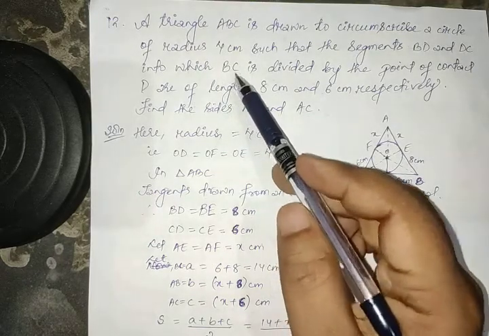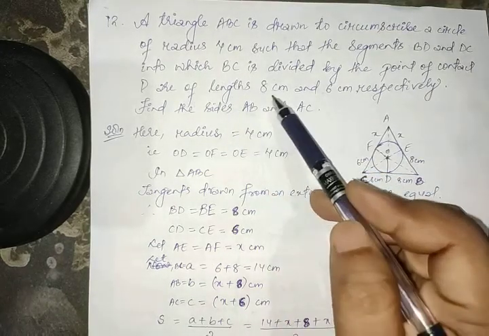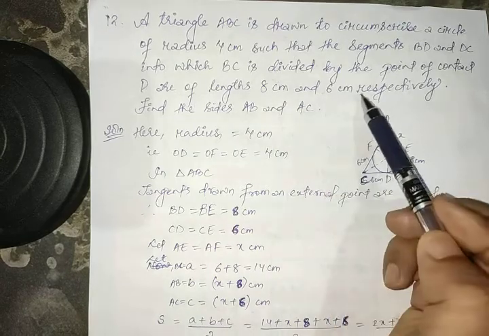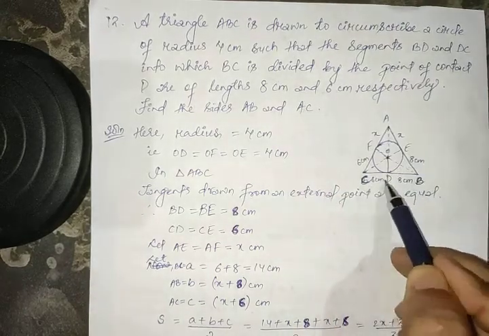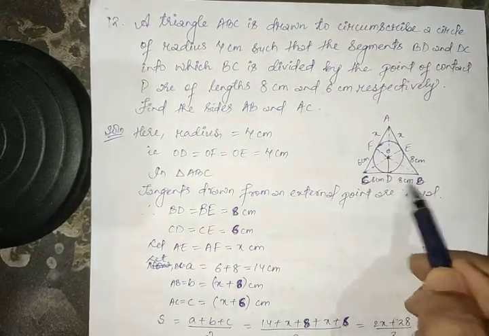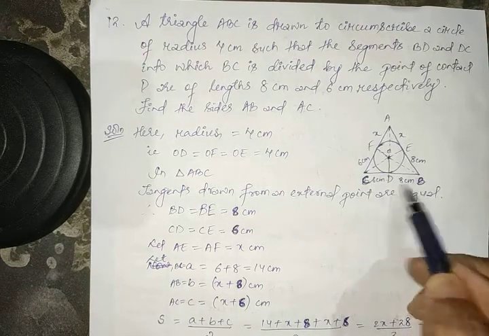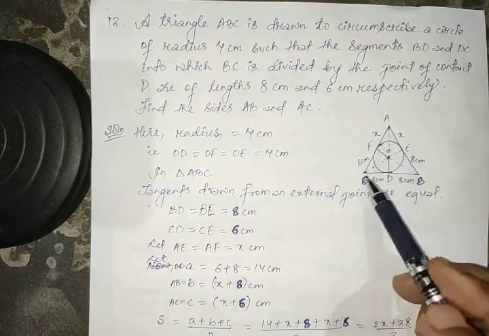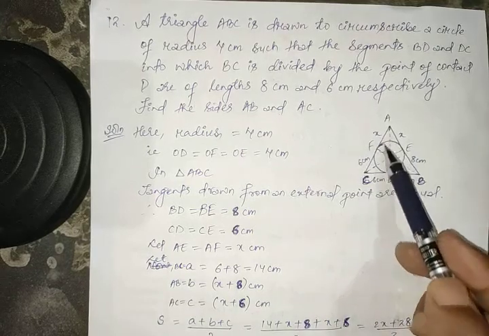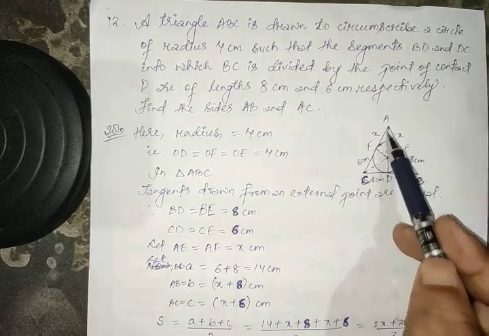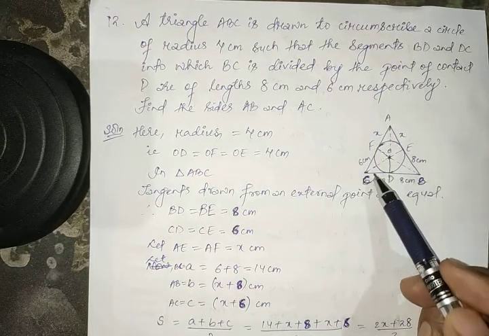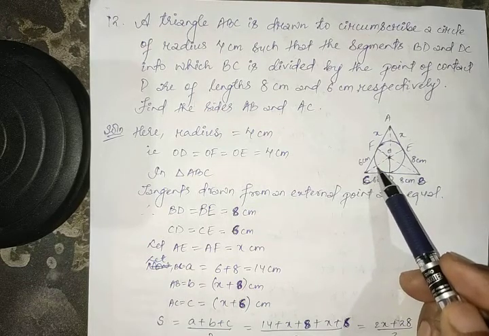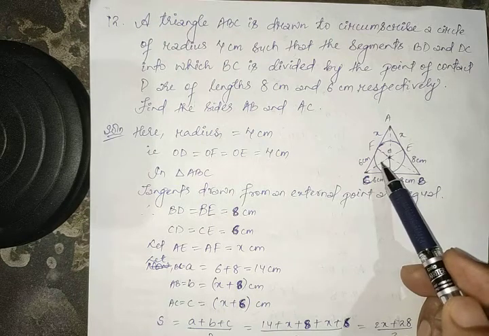It's given. And then these two lengths are given, 8 cm and 6 cm. See, CD is given 6 cm and BD is given 8 cm. This is already given. So we have to find these sides AB and AC. For that, in order to find the two sides, we have to find the area of the triangle, and we'll find the area in two different ways, by using two different formulas.